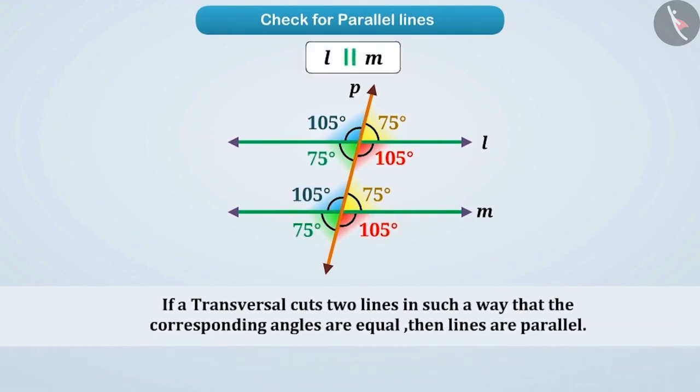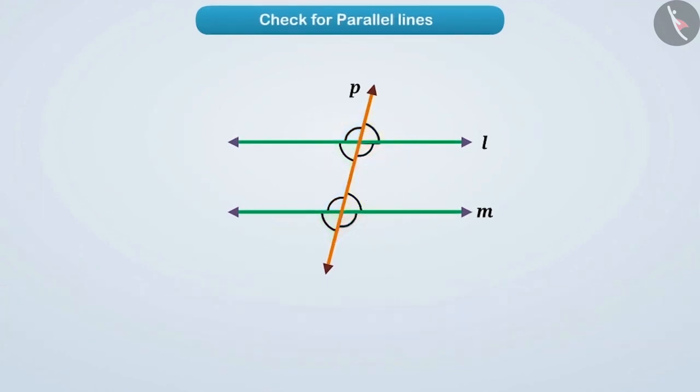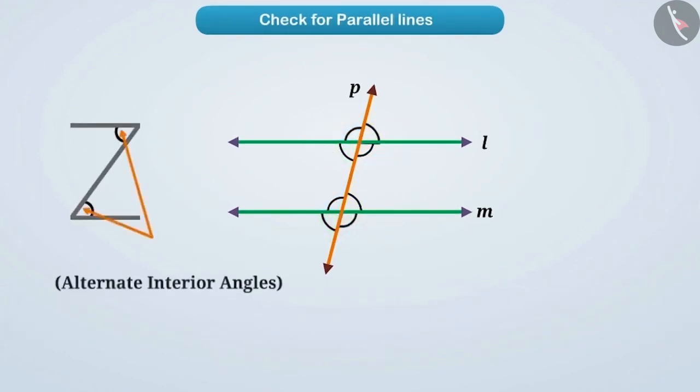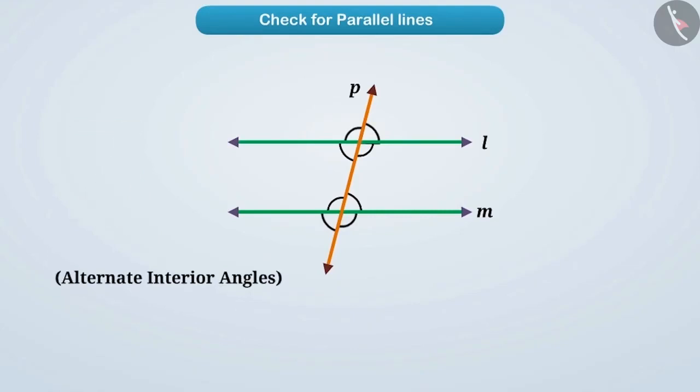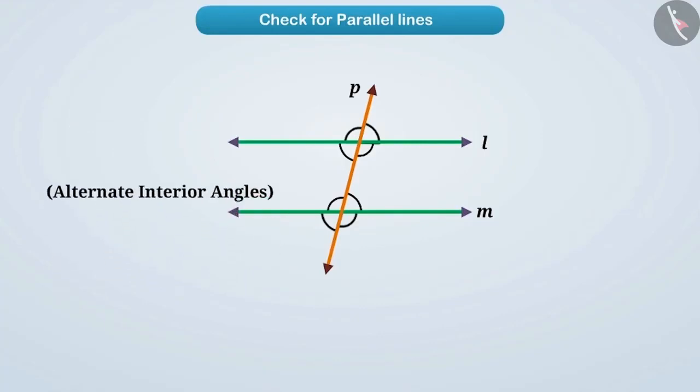In this way, if a transversal cuts two lines in such a way that the corresponding angles are equal, then the lines are parallel. Now, keeping in mind the shape of Z, find out which pair of alternate interior angles are there. So here are the pairs of alternate interior angles.